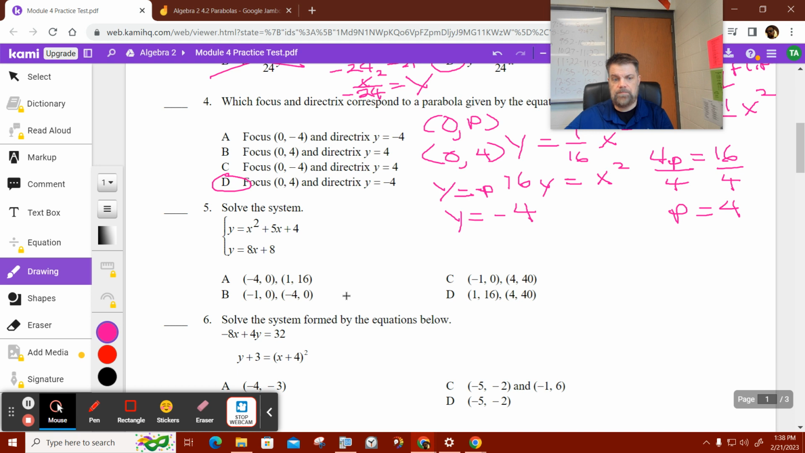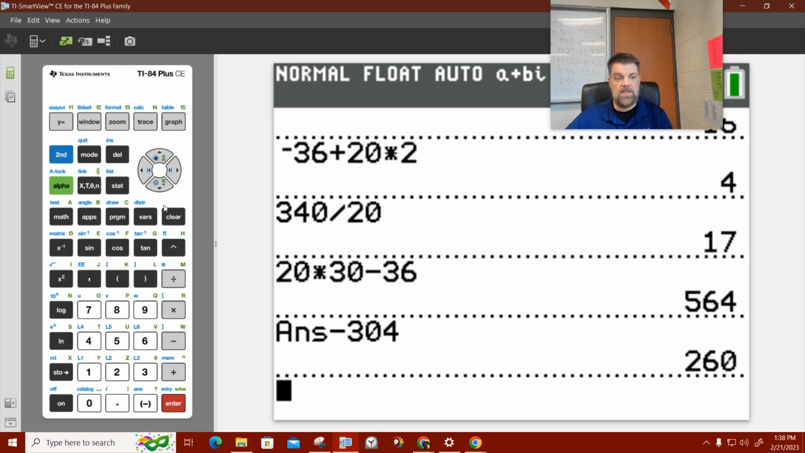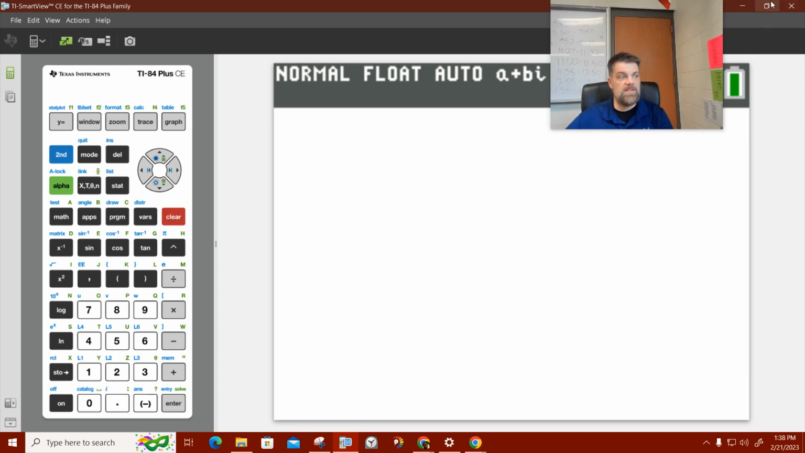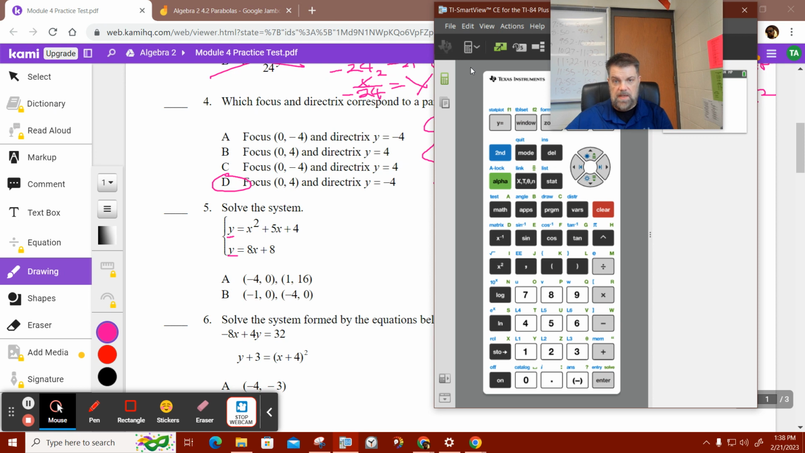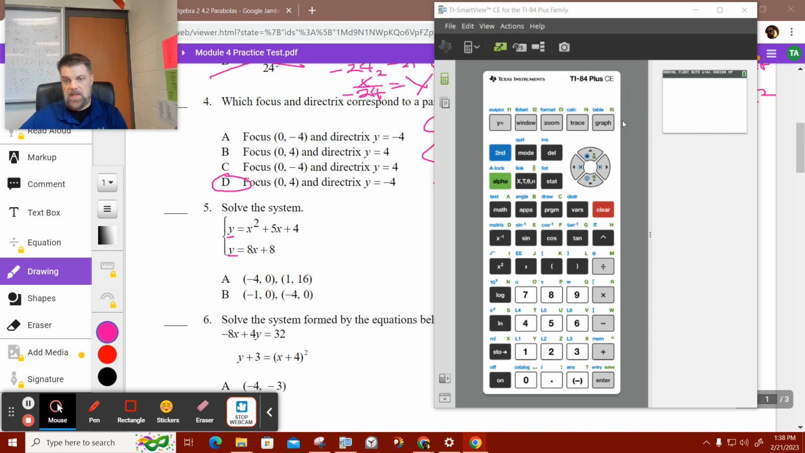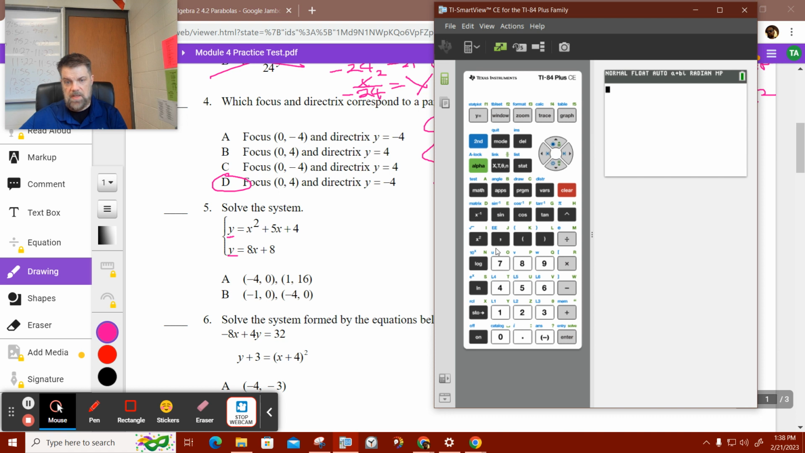Does that make sense? How do I solve the system of equations for number 5? I just plug them into the calculator because they're both set equal to y. I picked this question on purpose, I could literally plug this into the calculator. So I'm going to plug in the first equation, which is y equals x squared plus 5x plus 4.